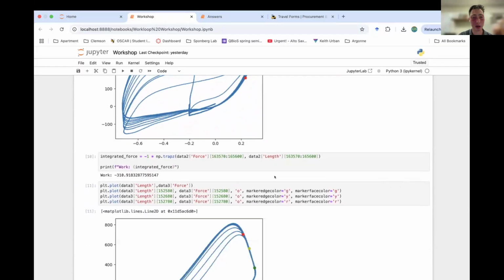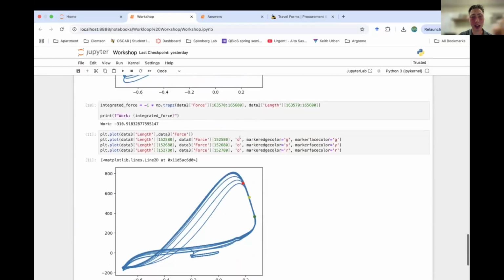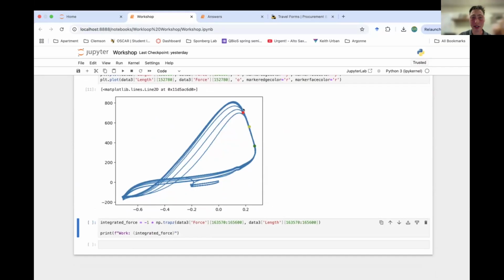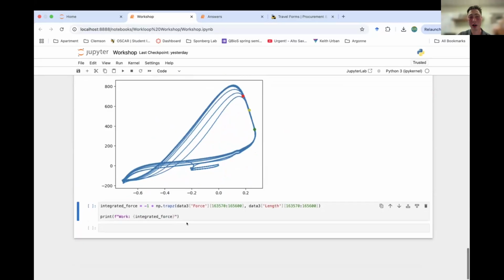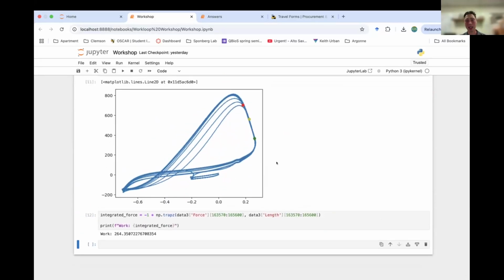So as you can see, once again, that was clockwise. Our final work loop, we have this counterclockwise behavior. There's this small negative work being done right here, but overall we get a positive work. So those are your 3 work loops.